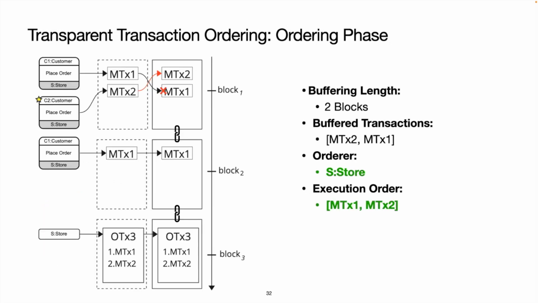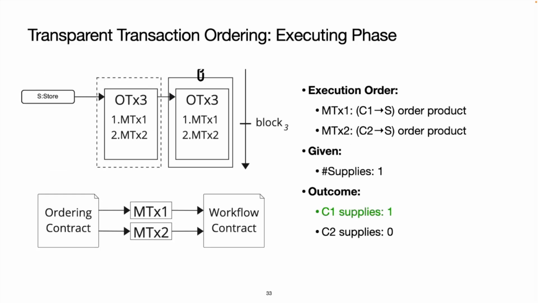So now what the store does is send their OTX, the ordering transaction, which includes the order they wish to have. And so here the store chose to have MTX1 over MTX2, so the transaction of customer 1 over customer 2. And in this case, customer 1 will get the supply, even though customer 2 tried to suppress the transaction of customer 1.